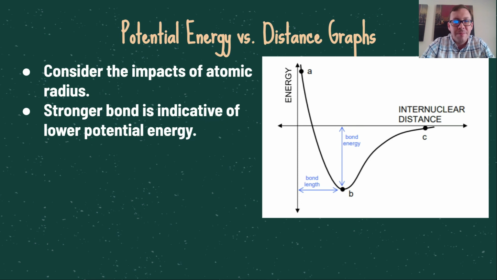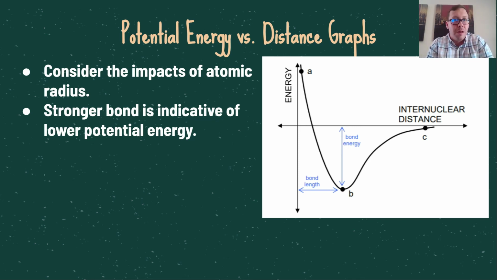So consider the impacts of atomic radius. Stronger bonds are going to be indicative of lower potential energy. So if you see we have a single bond here, if we had a double bond, well, that's going to result in the dip being greater because we're going to have lower potential energy. That bond is stronger, therefore it is more stable, and therefore it has lower potential energy than, say, a single bond. We can also think about that in terms of bond length as well.